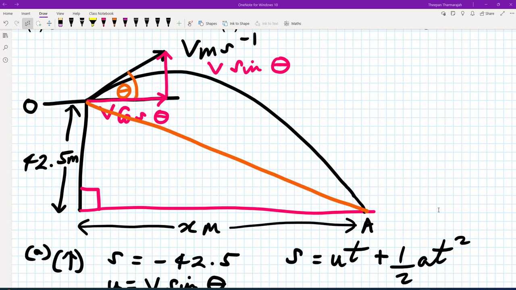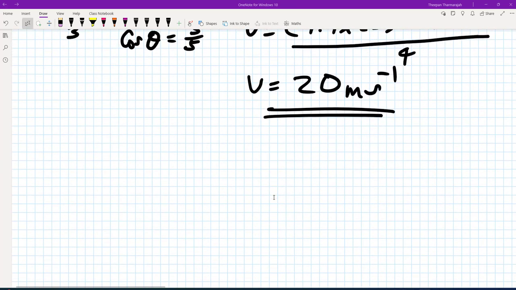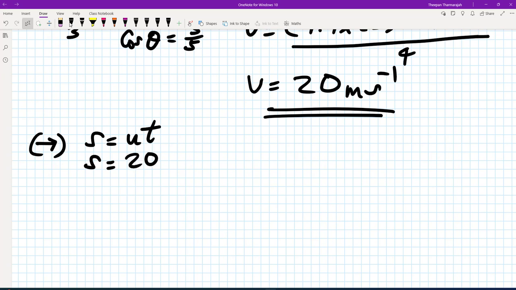Now part B says we need to work out this hypotenuse OA of a right angle triangle. So we know the height is 42.5, and we need to work out what x is. Well, we can do what we did in previous videos by working out the horizontal displacement. If you recall, I said that was s equals ut. So in our case, we've got the time of flight, which is 5, and it's going to be v cos theta, because u is v. So we know what v is. v is 20.